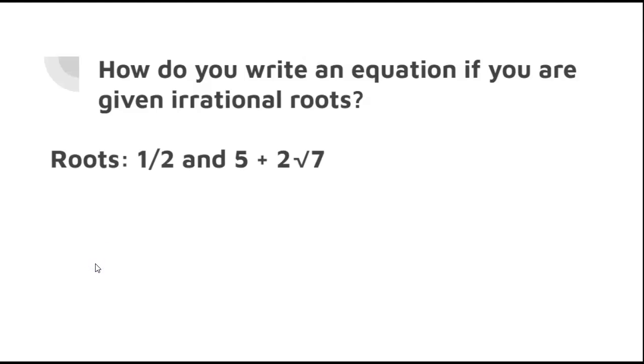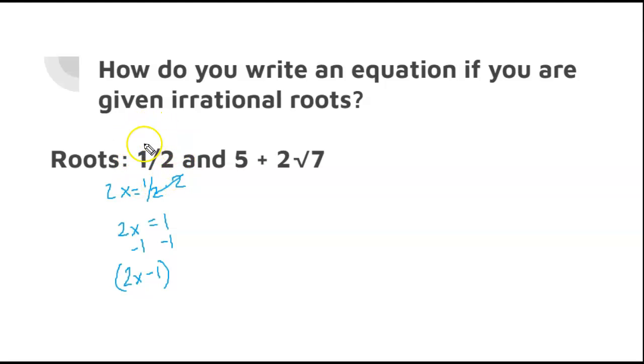So how do you write an equation if you're given irrational roots? Let's do some different roots. So one root is 1/2, and one root is 5 plus 2 square root of 7. All right, so again, yesterday we talked about if x is equal to 1/2, I don't want it to be a fraction. So I'm going to multiply both sides by 2. So I get 2x is equal to 1. And then when I subtract that 1 from both sides, I get 2x minus 1 is the original factor that would have given me a root of 1/2.